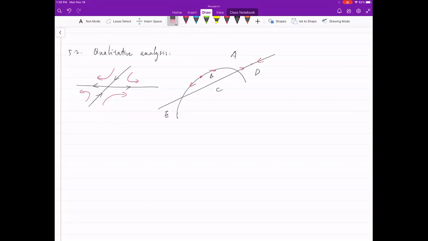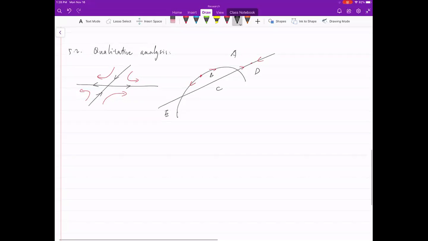But either way, you have a lot of regions, and in each region, you know how the solution is going to behave. Maybe go to the northwest, right? Maybe go to the east, southeast. Okay, maybe just going parallel, whatever. That's what we will try to do next. And this idea is called nullcline.